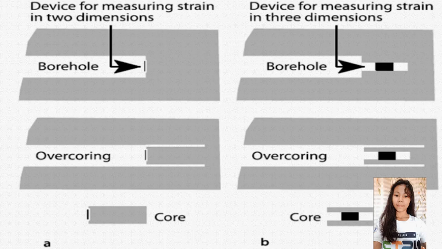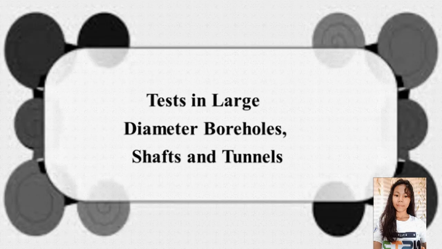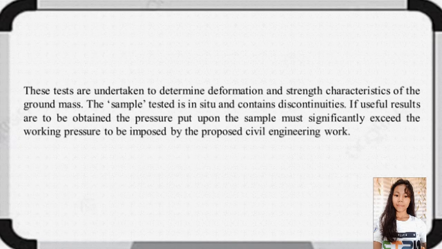Devices include photoelastic strain gauges, photoelastic glass plugs, and electrical strain gauge rosettes. Of this last type, the Lehman doorstopper cell has been widely used and measures biaxial stress in one plane. The Lehman triaxial cell glues 3 strain gauge rosettes to the side of a borehole. That's figure 6.4b, and the strains recorded after stress relief may be interpreted to give the triaxial state of in situ stress. Tests in large diameter boreholes, shafts, and tunnels.